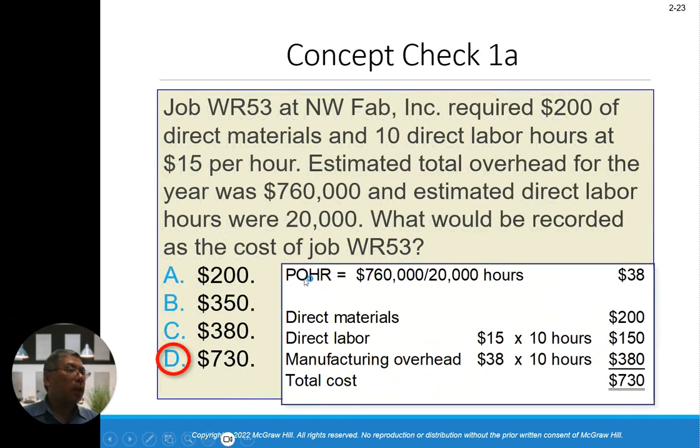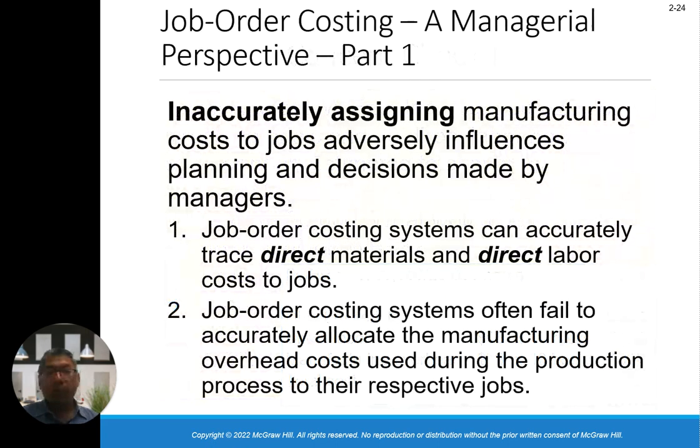How do you get the D? This is how you get it: 760 divided by 20. 760 is coming from here, 20 is from here. You got 38. Direct materials 200 is coming from here. Direct labor is 15 here times 10, that is 150. Manufacturing overhead is 38. Where does the 38 come from? This is the one, times 10, 380. That's how you get the calculations. Alright, let's move on to the next one.